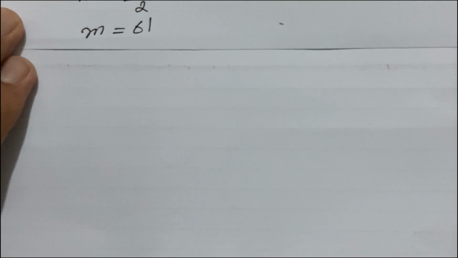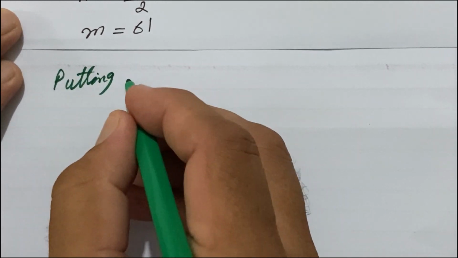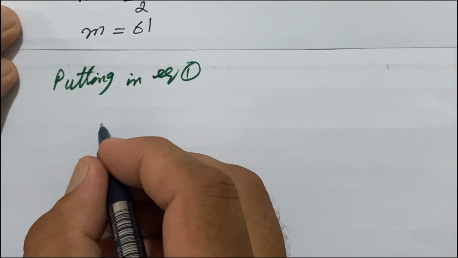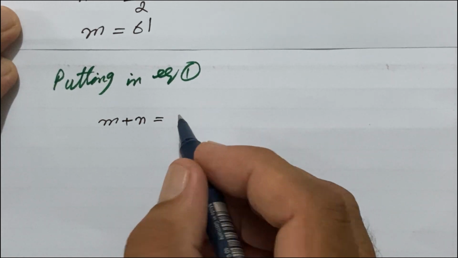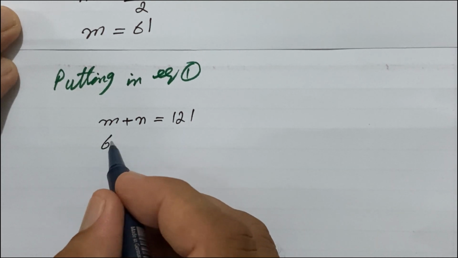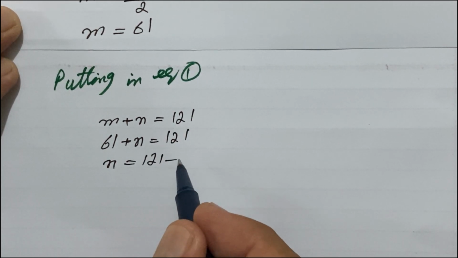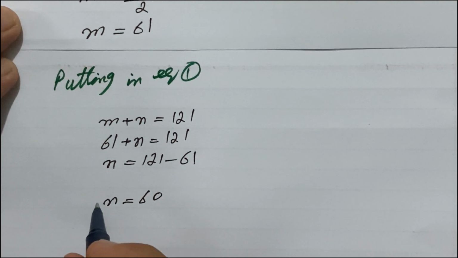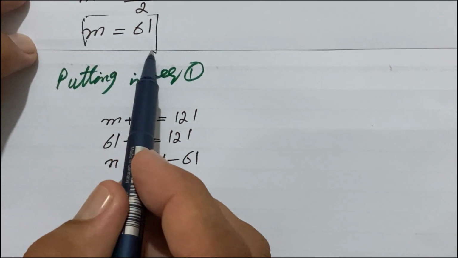Now putting in equation 1, then m plus n is equal to 121. m is equal to 61, so 61 plus n is equal to 121, n is equal to 121 minus 61, n is equal to 60. This is our first answer.